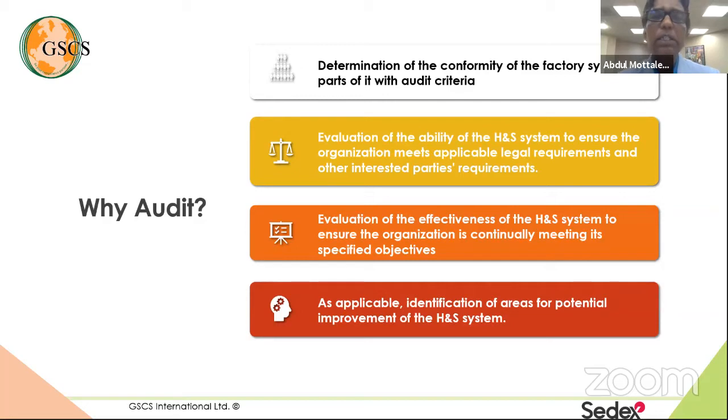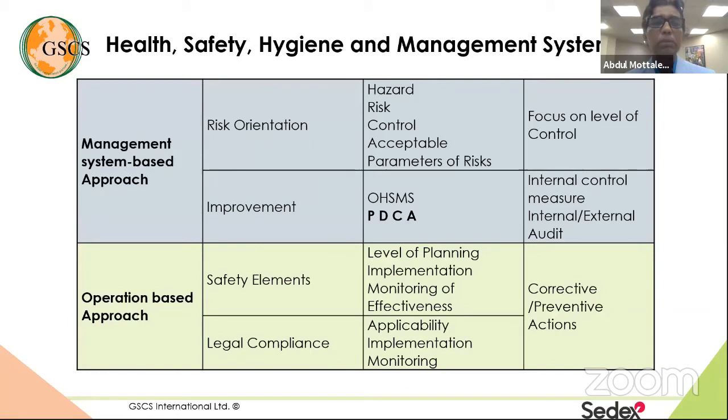So these are the reasons the brands as well as the suppliers are requesting audits. And for the auditors, what approach do we apply during the audit? There are mainly two approaches we focus on. One is the management system approach, which is the risk oriented approach and the area of improvement. And for this management system approach, basically we are focusing especially on the PDCA cycle, I mean plan, do, check, and act.